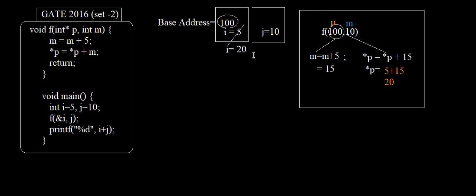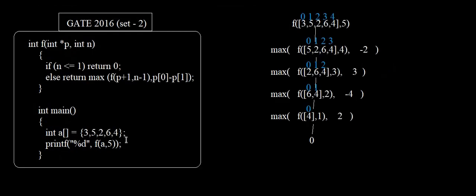Currently the value of i is 20, and you need to print the value of i plus j with format specifier %d, which is a decimal integer. So now i plus j is 20 plus 10, which gives you 30. 30 is the answer. Let's execute this code.